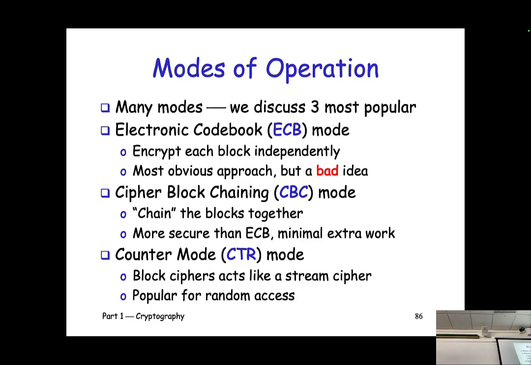Okay, so this is a pretty big deal. You have to be able to do this. You have to be able to deal with large amounts of data using the same key. You don't want to have to get new keys all the time. That's a very difficult process.